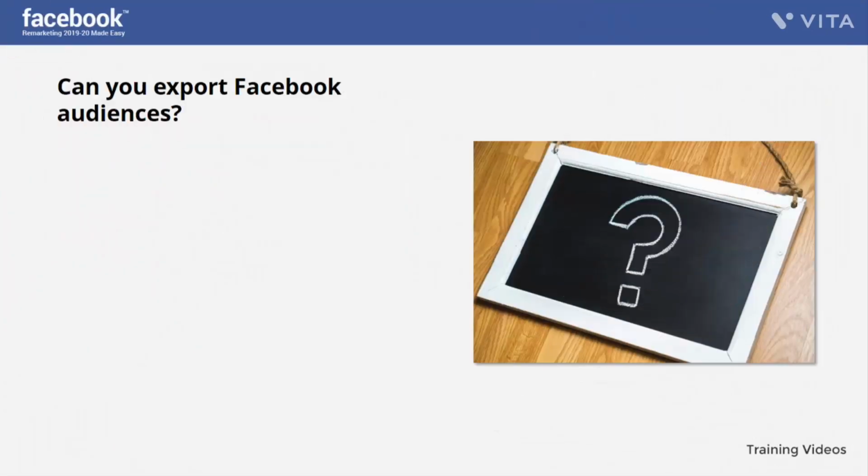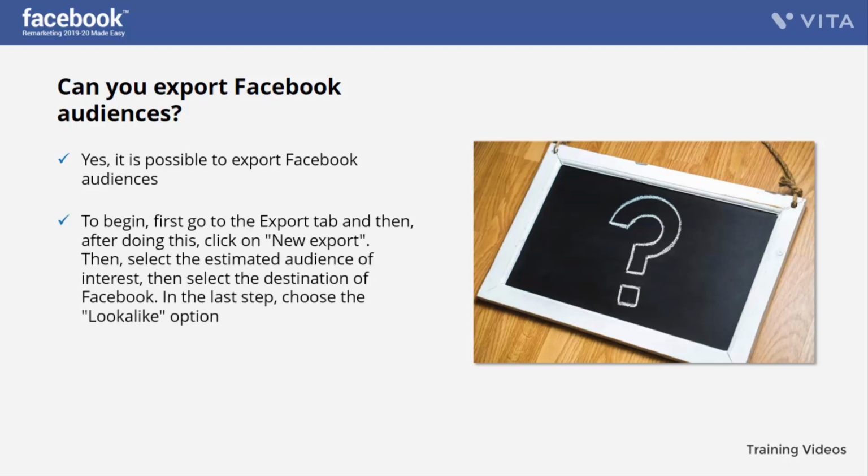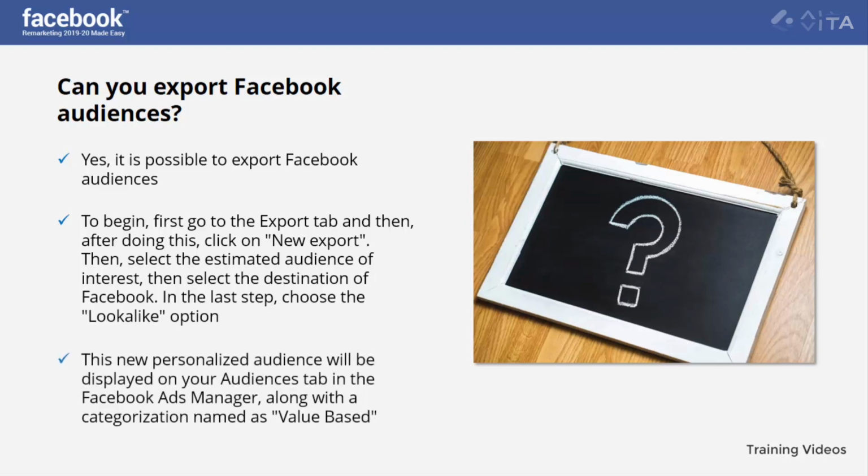Can you export Facebook audiences? Yes, it is possible to export Facebook audiences. To begin, first go to the Export tab, and then after doing this, click on New Export. Then select the estimated audience of interest, then select the destination of Facebook. In the last step, choose the lookalike option. This new personalized audience will be displayed on your Audiences tab in the Facebook Ads Manager, along with a categorization named as value-based.